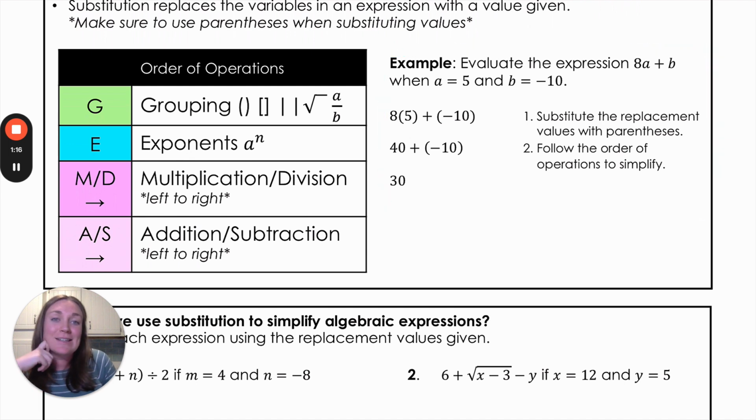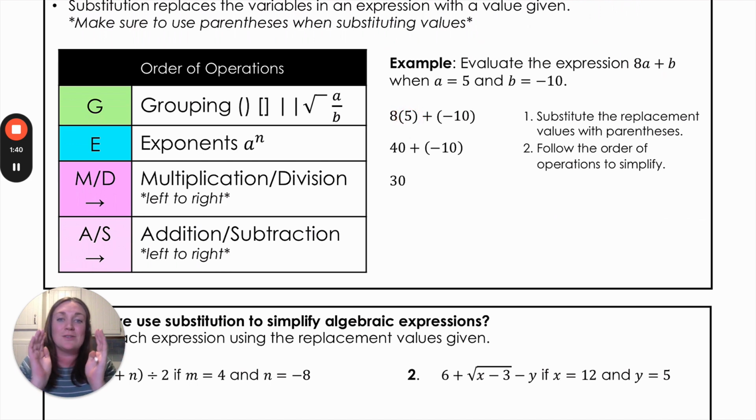So if they asked us to evaluate the expression 8a plus b, they're always going to tell you what the variables are equal to. So they're going to say a equals 5 and b equals negative 10. So when we are evaluating, the first step is that substitution step. So we are literally going to take out that letter. So I'm going to take out this letter A, and I'm going to replace it with whatever value they tell me.